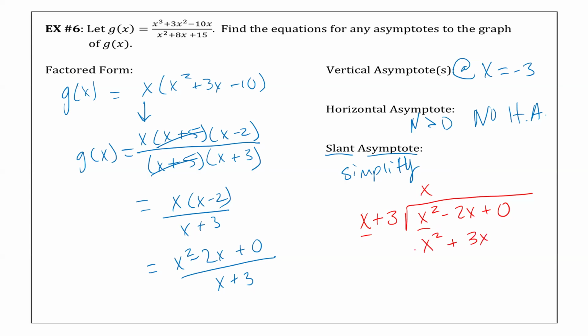After I divide, I multiply, then I subtract. It cancels, and I'm left with negative 5x plus 0. Do it again. Negative 5x divided by x is negative 5. Then you have negative 5x minus 15. Flip the signs, and you're left with a remainder of 15. This is your remainder. This is your slant asymptote. So my slant is at y equals x minus 5.